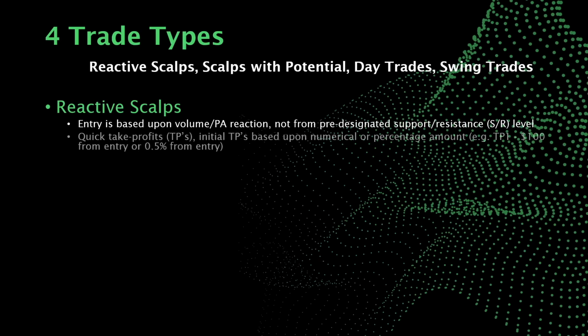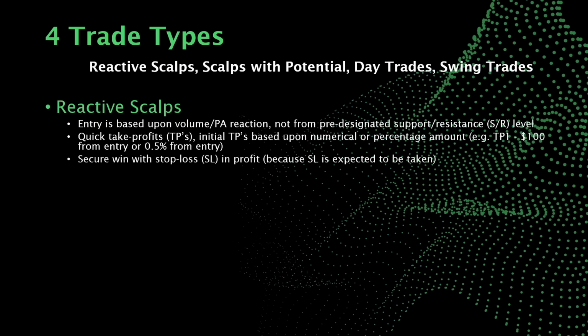It's a very quick trade with quick take profits. We have to take profits extremely quickly. Personally, I recommend that our initial take profits are based upon, like I say here, numerical or percentage-based amounts. I like numerical. I like $100 from entry. If we go up into higher prices, I'll use $150 or $200 from entry. Some people like to sit down as the day starts and calculate what exactly is 0.5% for my entry today, and they will use that for their scalps on that specific day.